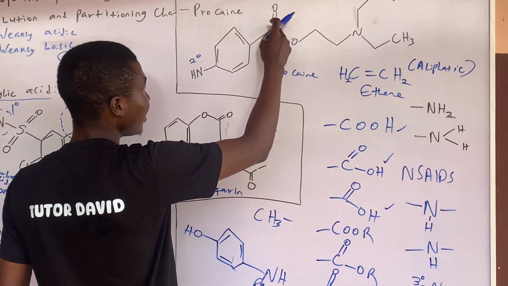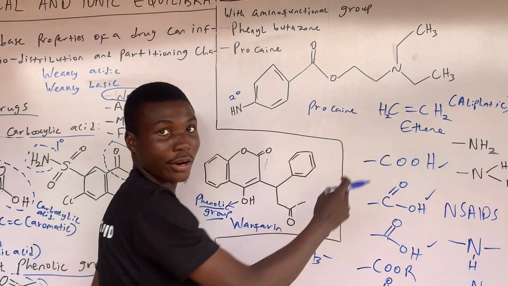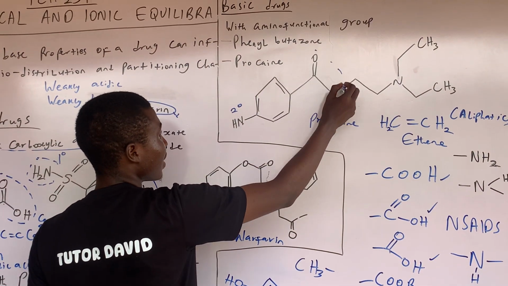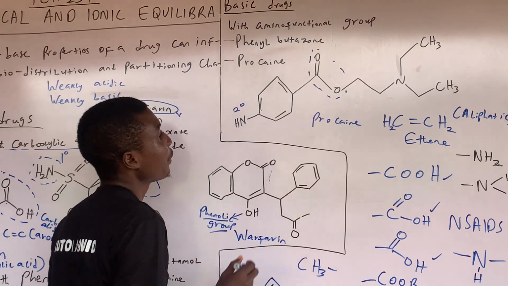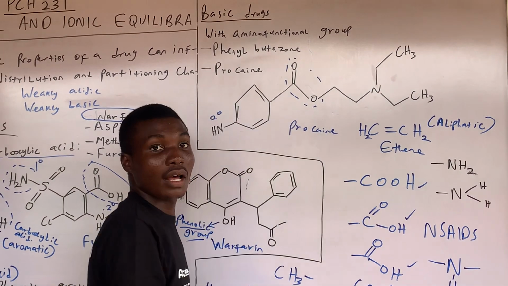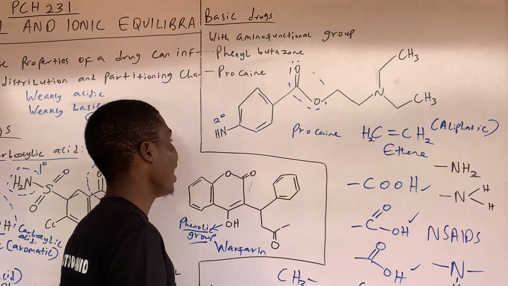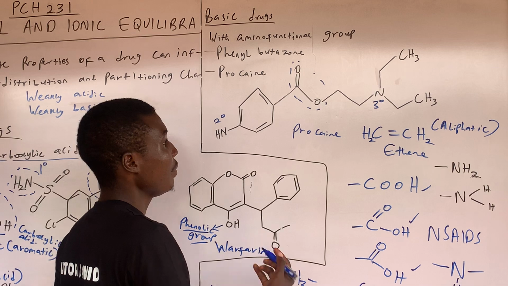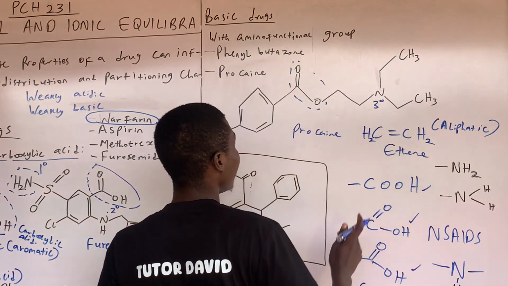That is COOR. So this is an ester group. Then this is a normal aliphatic group. Then this is N, but this time around this is also an amine, and this amine group is a tertiary amine, and then you have your CH3, CH3.